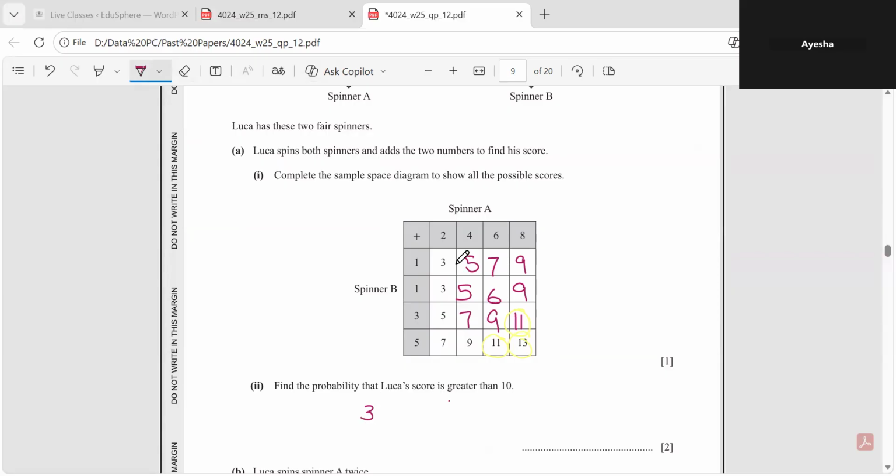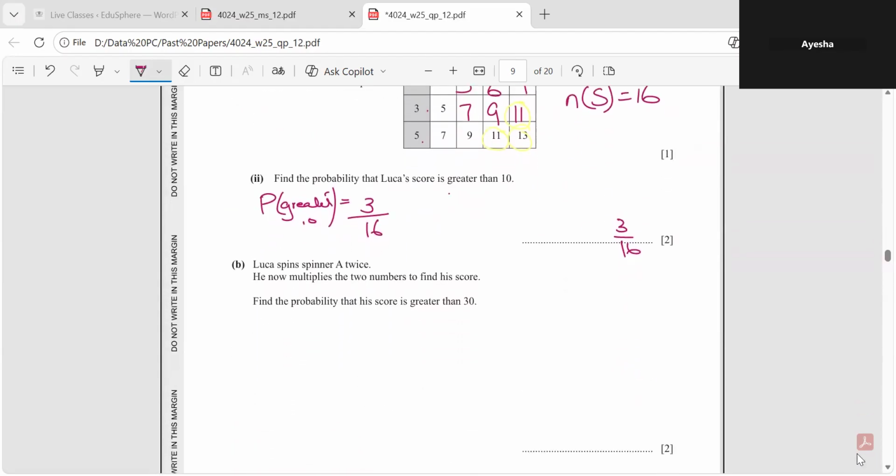First, what is the total? What is n of s? It should be the first priority to get the total sample space. We know that 1, 2, 3, 4, and 1, 2, 3, 4. So 4 fours are 16. So the total is 16. N of s is 16. So the probability of greater than 10 is 3 by 16. We cannot simplify it, so it's 3 by 16.